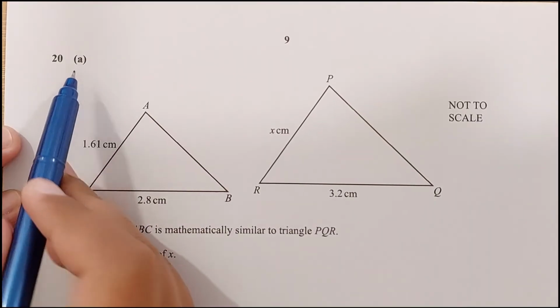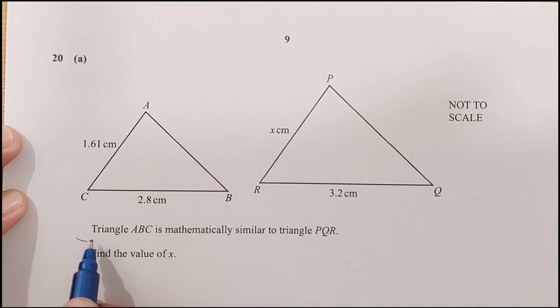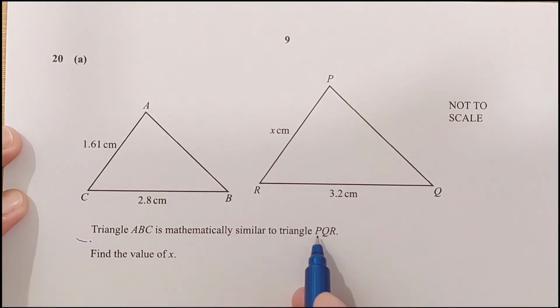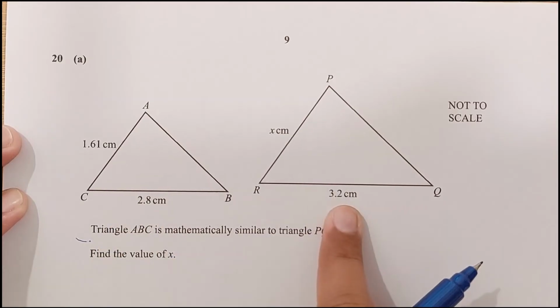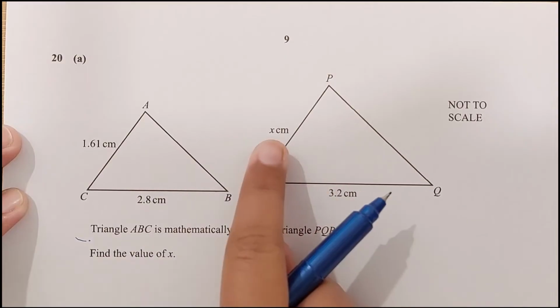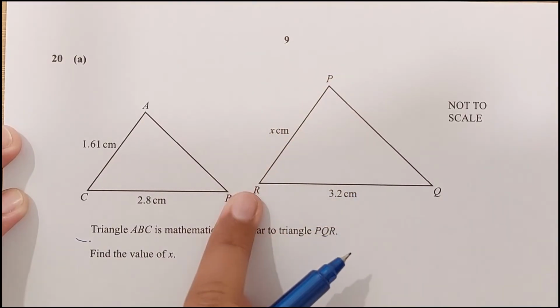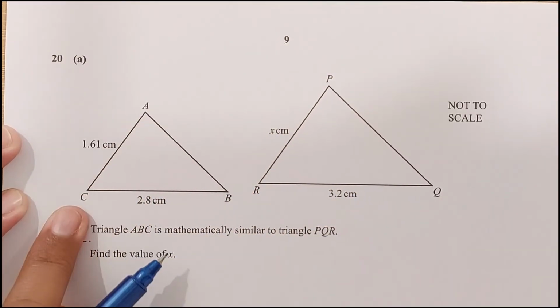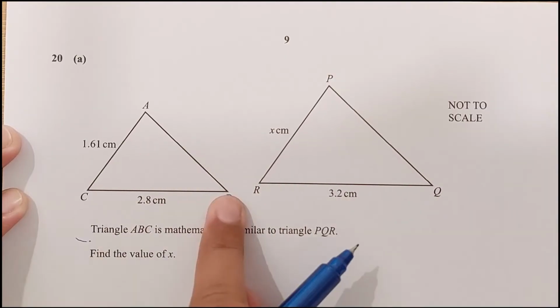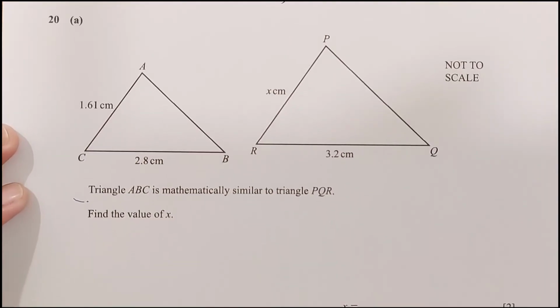Question number 20, part A. Triangle ABC is mathematically similar to triangle PQR. Find the value of x. When two triangles are similar, the ratios of their corresponding sides are equal. So this side is PR and its corresponding side is AC. RQ's corresponding side is BC. So let me take its ratio.